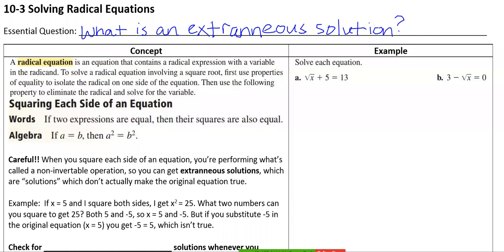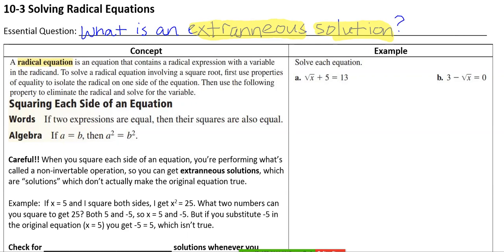All right, solving radical equations. Guess what? These are equations that have radicals. And the essential question is, what is an extraneous solution? That's weird. That's a long word there. Extraneous solution. So, I have no idea what that is. You're gonna have to tell me.